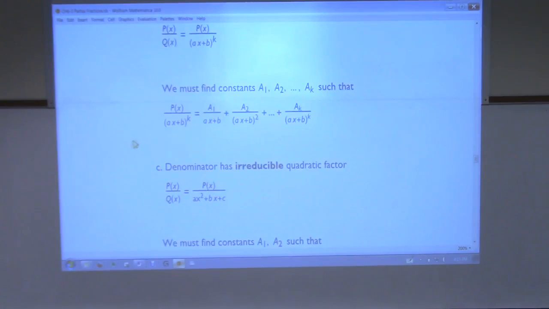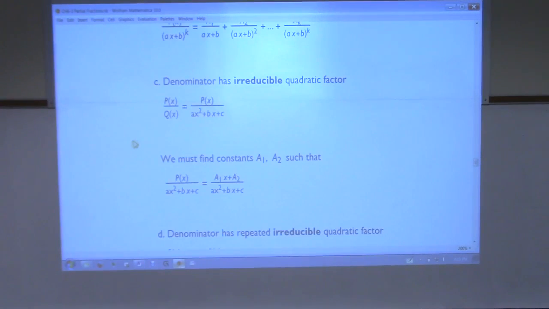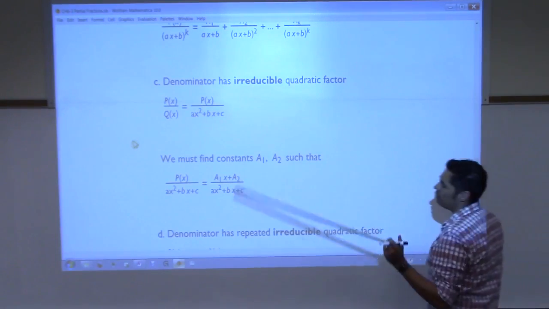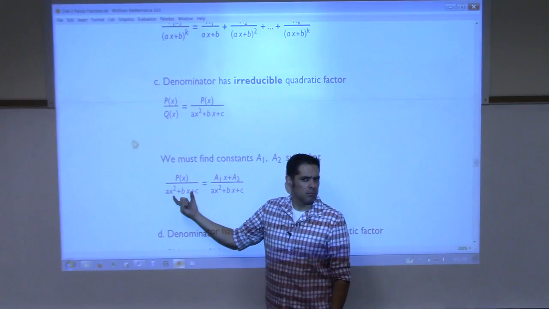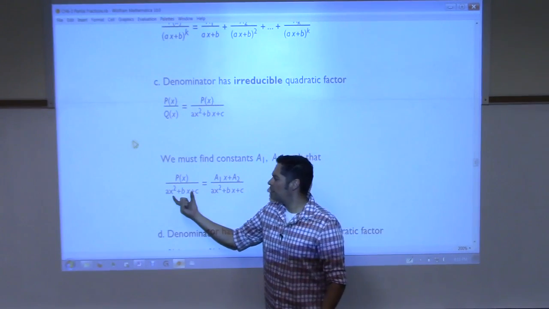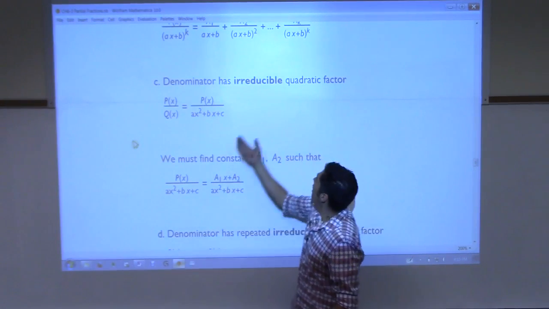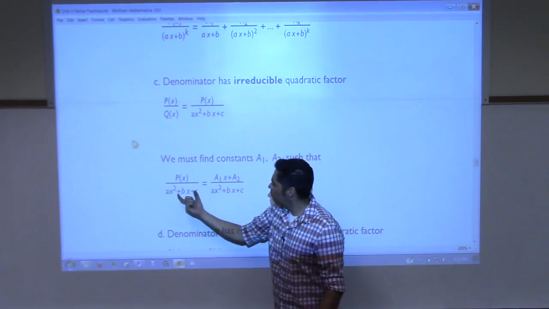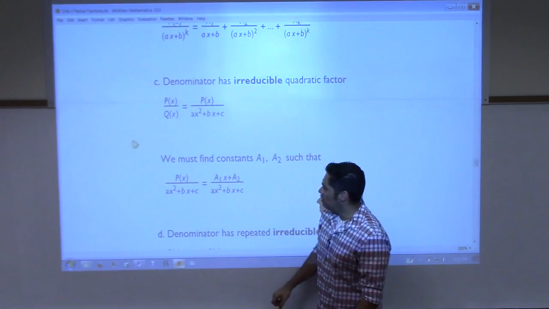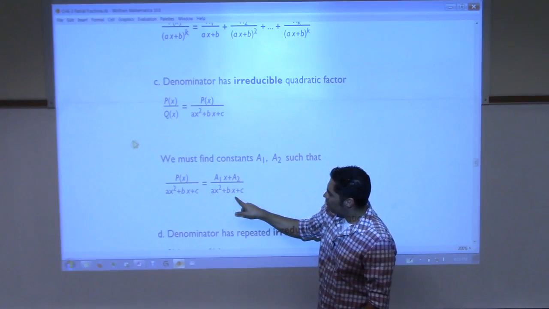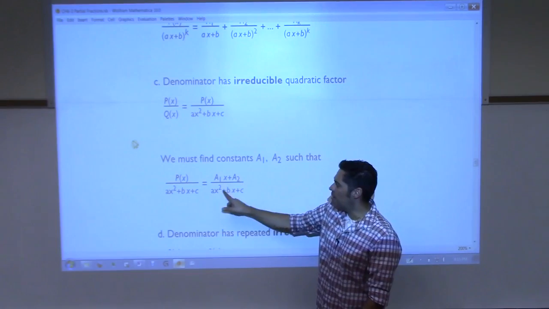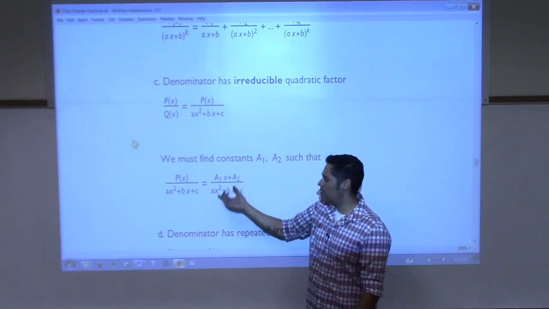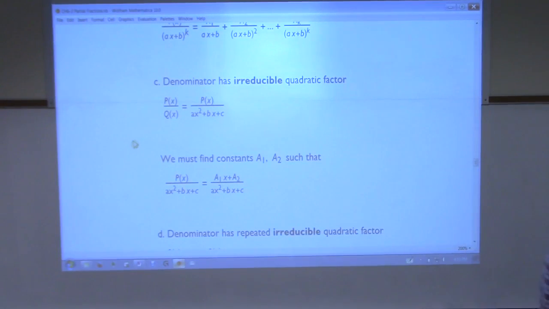And now we get to irreducible quadratics. If we see an irreducible quadratic factor, ours was x squared plus 4. It can't factor. Then what we're going to do is rewrite it as one fraction, but instead of having constant over the quadratic, we're going to have a linear expression. I used bx plus c. Again, the subscript is because we like to generalize.